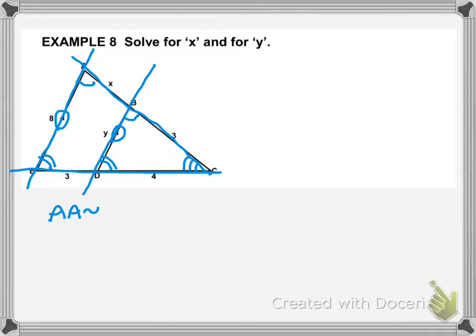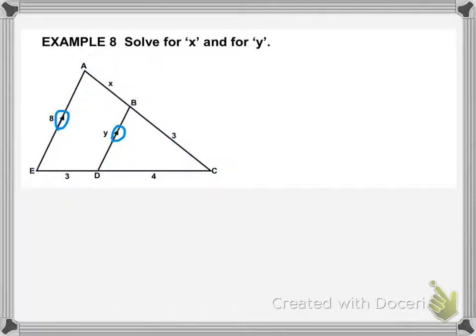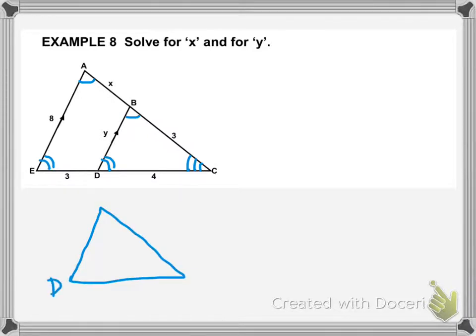All right, let me clean this up a little bit. I'm going to separate my triangles so we can see this better, and put my angle markings back. I'm going to redraw the little triangle, DBC, and put my markings on there. I'm also going to put the side lengths: I've got Y here, 3 and 4. So I need to find X and Y.